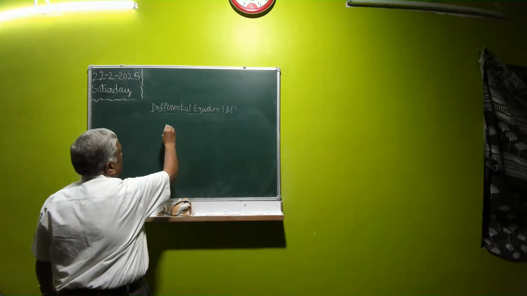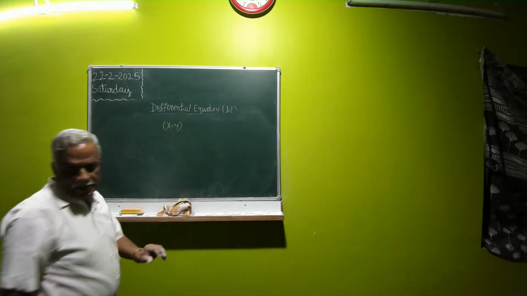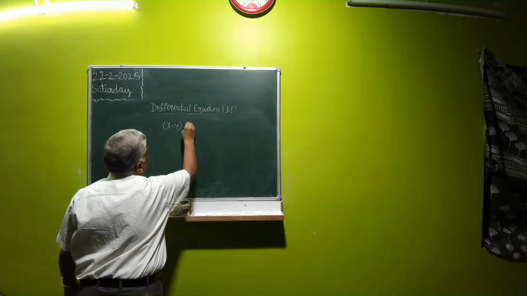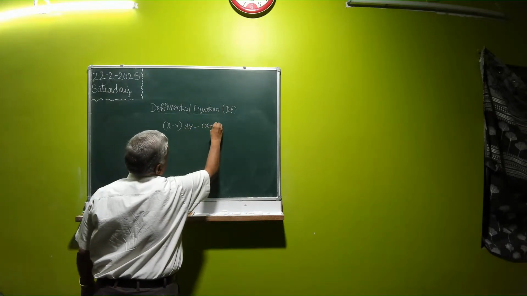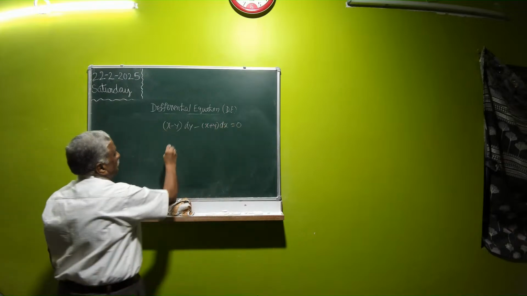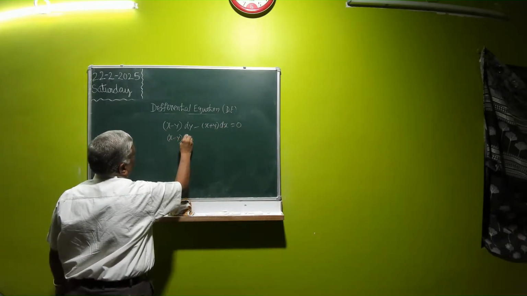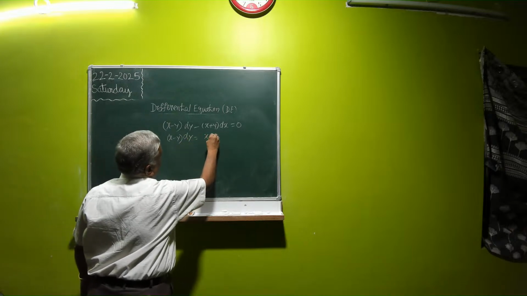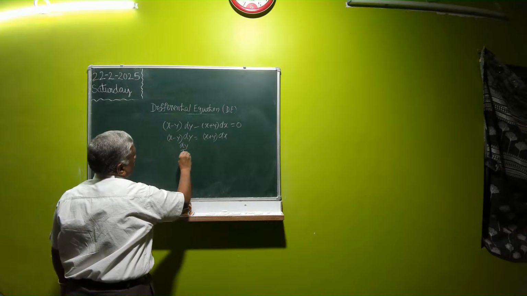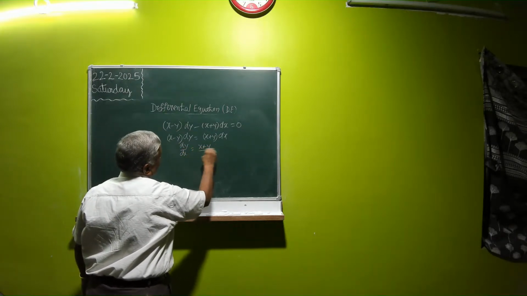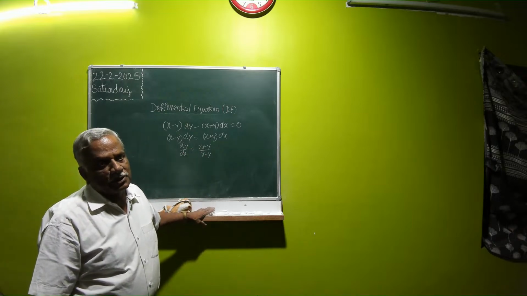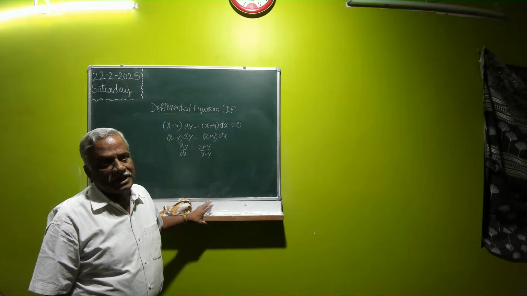(x minus y) dy minus (x plus y) dx is equal to 0. So you can write this as (x minus y) dy is equal to (x plus y) dx. That you can write as dy by dx is equal to (x plus y) over (x minus y). You cannot work by variable separable because it is not possible to segregate dx part and dy part.